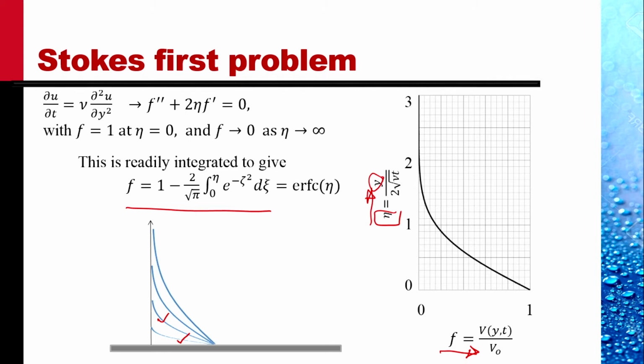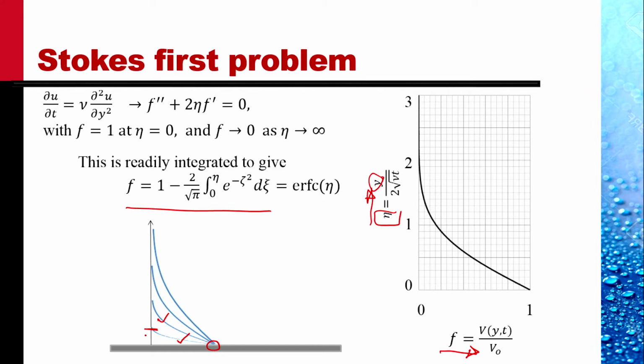It is often convenient to talk about the penetration depth. The velocity jump at the plate reduces as you go up. At this value of y, at this time, the velocity is reduced to less than 1% of the velocity at the plate.